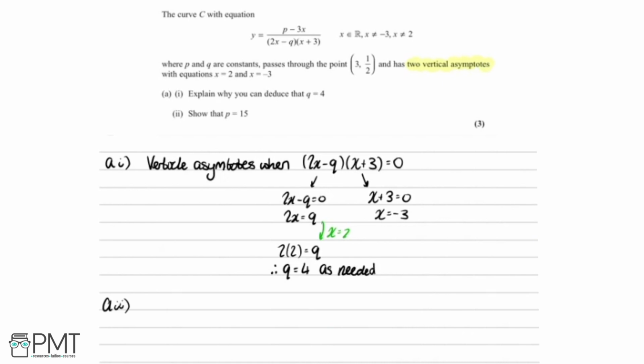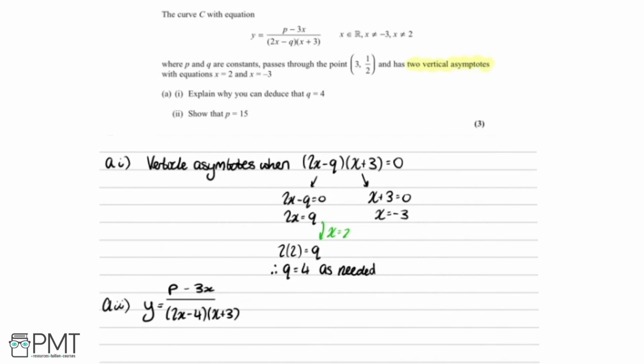So now A part 2 says we need to show that p equals 15. In the previous part we worked out what q equals, so I'm just quickly going to rewrite the equation for curve C, replacing q with 4. So we get y equals (p minus 3x) all over (2x minus 4) multiplied by (x plus 3).